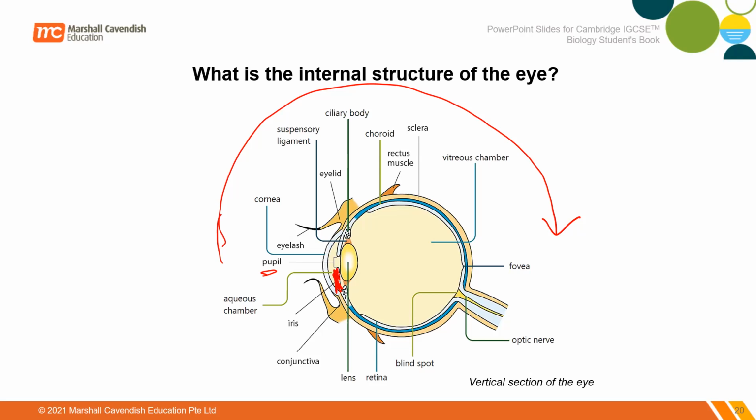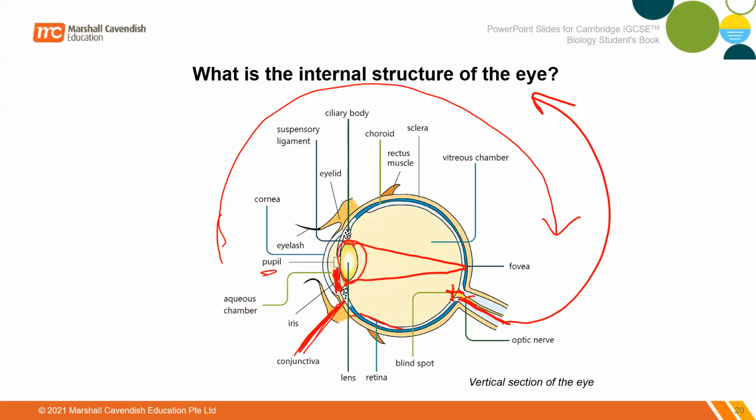Fovea, and this area accepts all of the light rays after refraction, okay. The blind spot here, and please, nobody should confuse the fovea and the blind spot. And this is the optic nerve, to transmit all of the electrical signals from the retina to the brain. And this is the retina, the white layer. The lens is here. And the conjunctiva is this part. And this is the iris, as we said, okay?